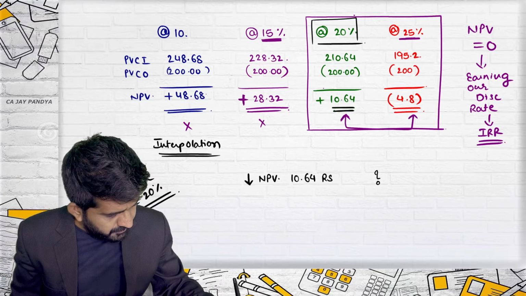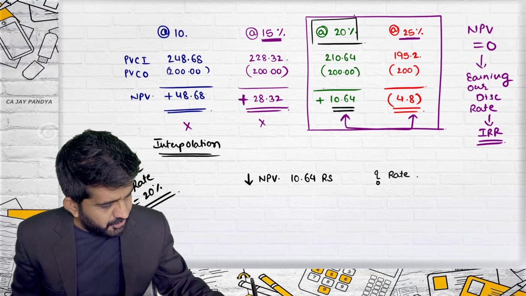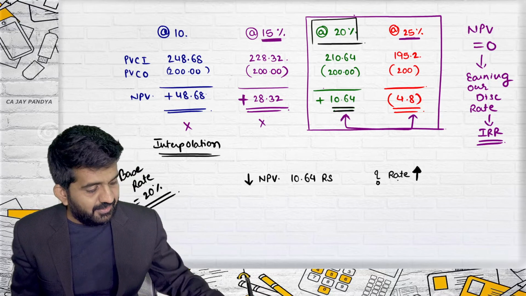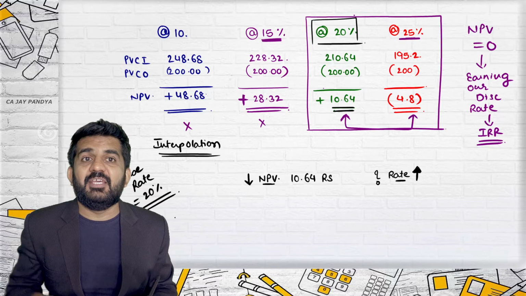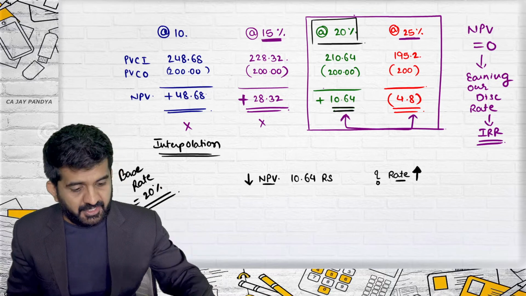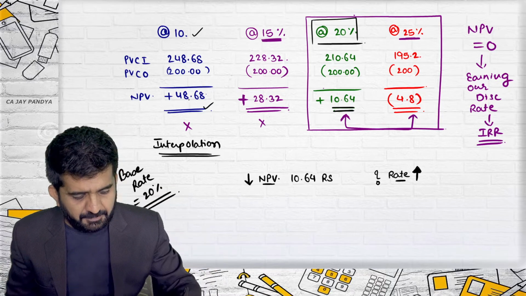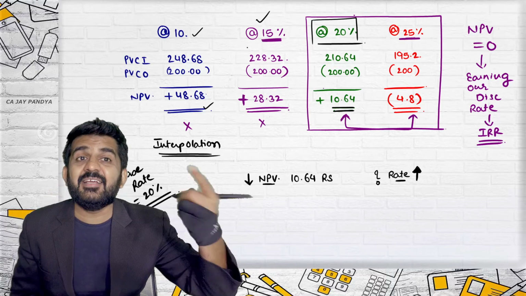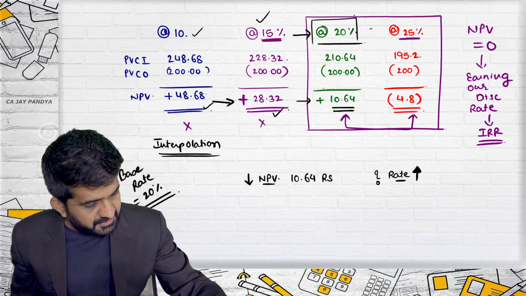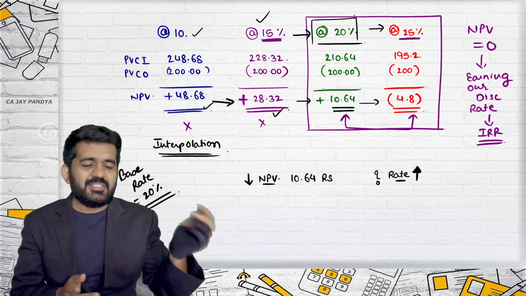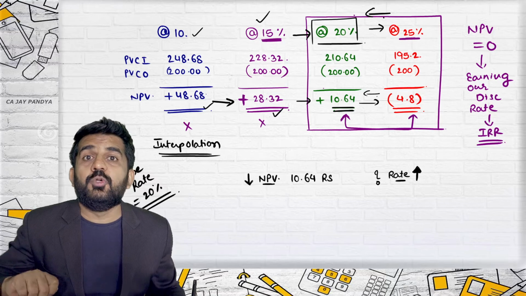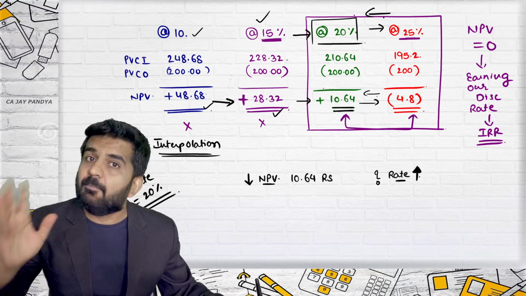Then how much rate should I increase? Now try to concentrate. This rate and NPV are inversely related. What is the meaning of inversely related? If one increases, another decreases. I have a proof. At 10%, what is NPV? 48.68. Rate increases, NPV decreases. You can see the reverse side also. Rate decreases, NPV increases. What I want to do, I want to decrease NPV. So I'll have to increase the rate by how much, that I don't know.